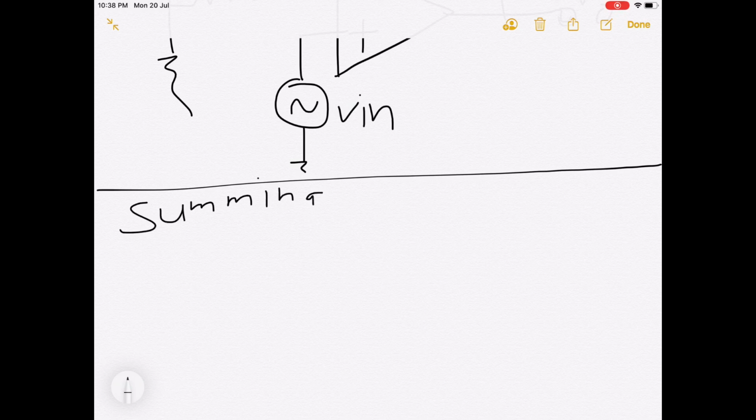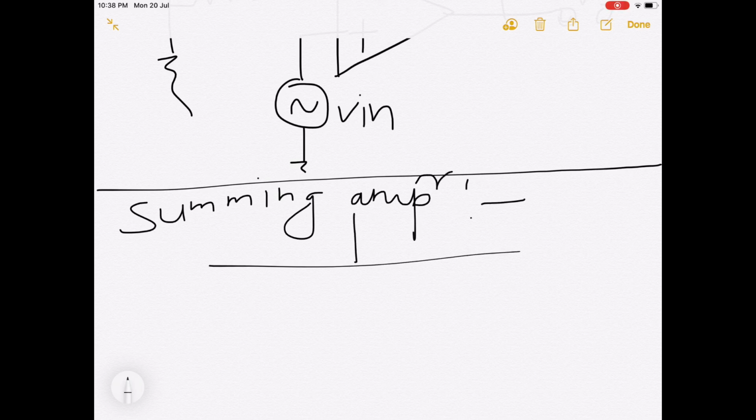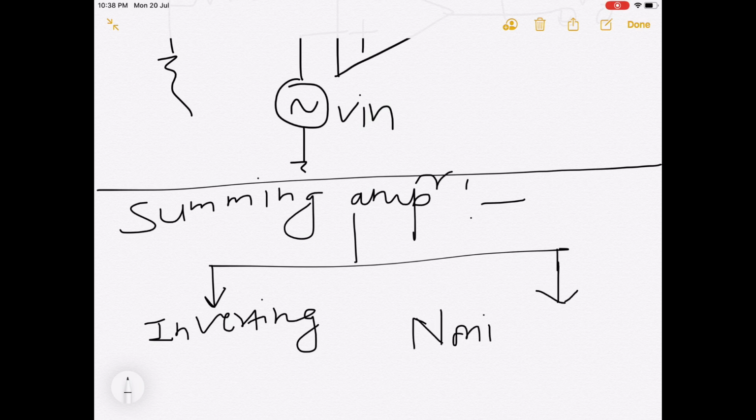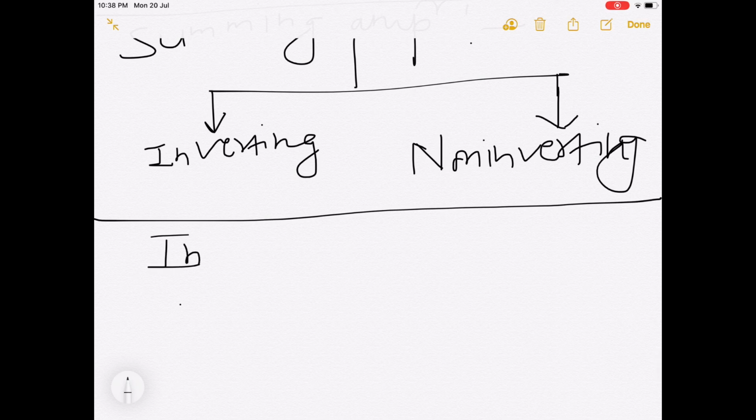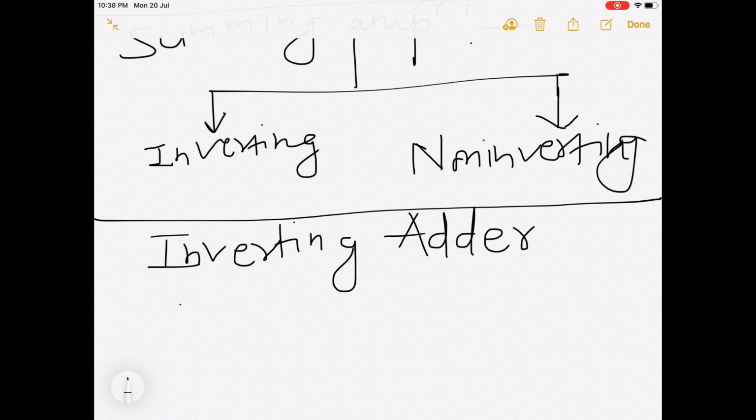Two types of summing amplifiers are there. Summing amplifier is divided into two types, inverting summing amplifier and non-inverting summing amplifier. So, first we see inverting summing amplifier. In inverting summing amplifier, obviously input we are applying at inverting terminal, that is why it is called an inverting summing amplifier or adder.